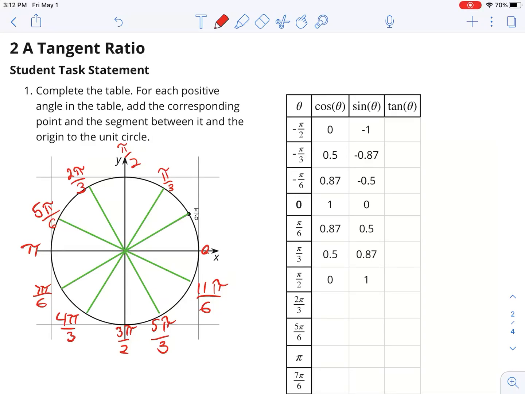All right, everyone, now we're going to go through and find the tangent ratio and look for some more patterns as we extend the table from the last thing that we were just working on. It says complete the table for each of the positive angles in the table and add the corresponding point and the segment between it to the origin of the unit circle.